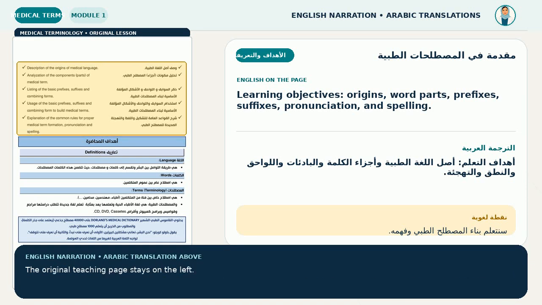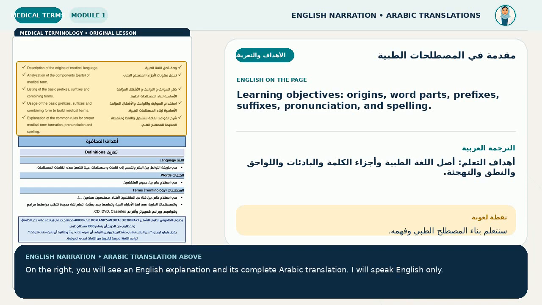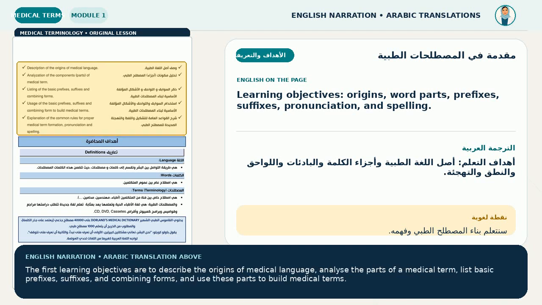The original teaching page stays on the left. The yellow highlight marks the exact part being discussed. On the right, you will see an English explanation and its complete Arabic translation. I will speak English only.